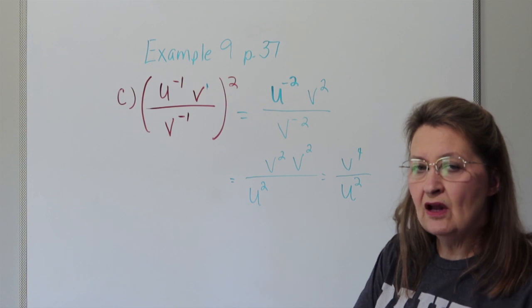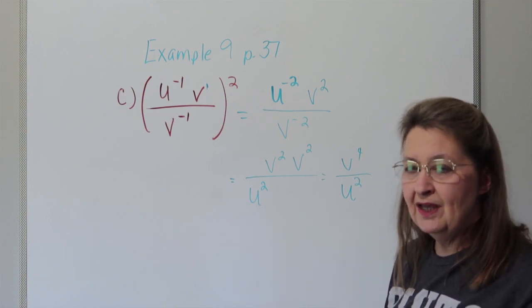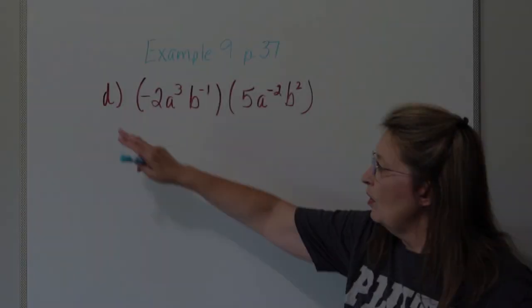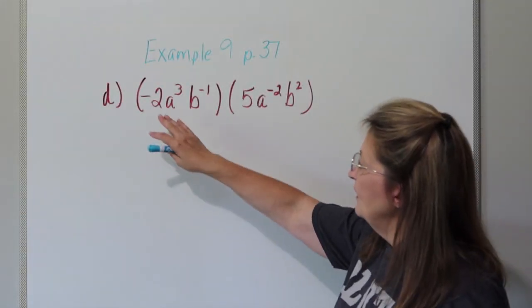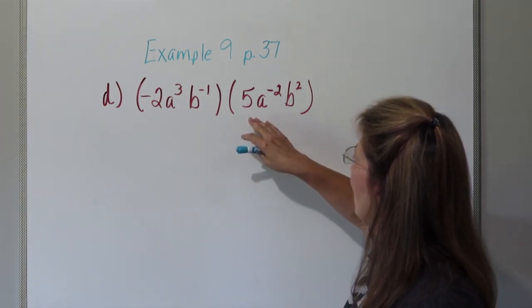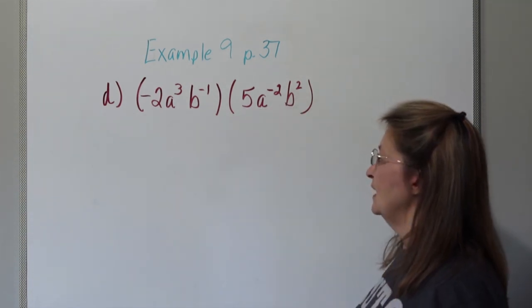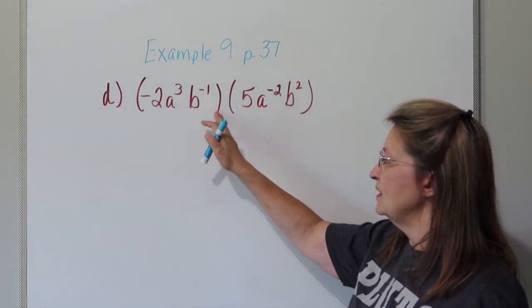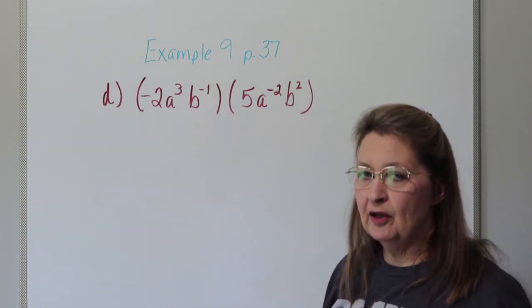You know, your way is not wrong if you do it different from me, as long as you can justify what you did. Problem D, let's see what we have here. We've got negative 2, a to the third, b to the negative 1 times 5, a to the negative 2, b to the second. Got two big factors included in parentheses. Here's where those properties are going to come in handy.